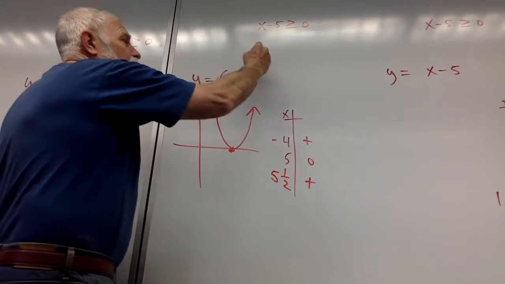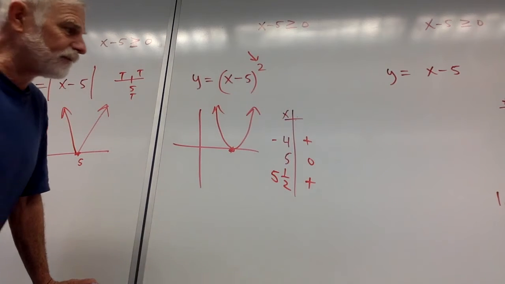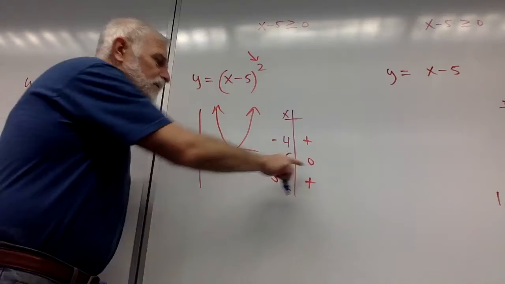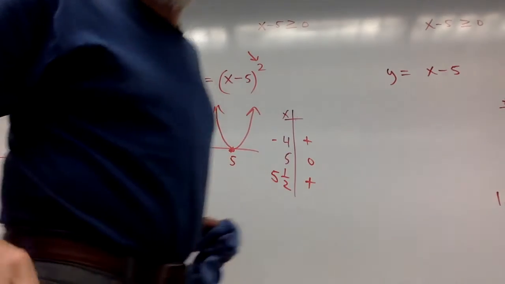So that exponent yielded a positive response, except at 5, the critical number, which gave us a 0. Okay. So let's continue on with this conversation.